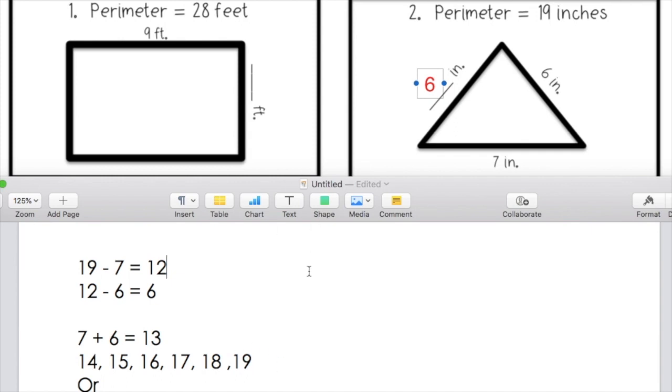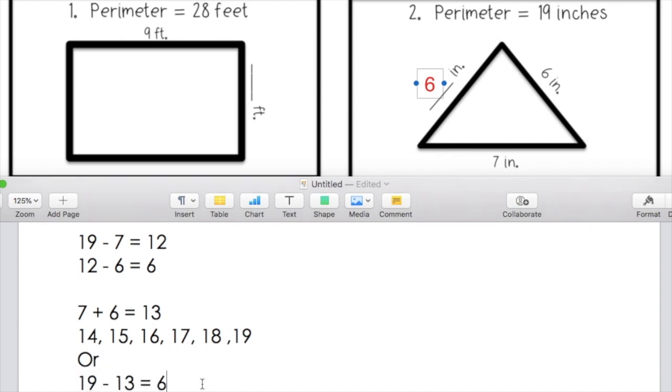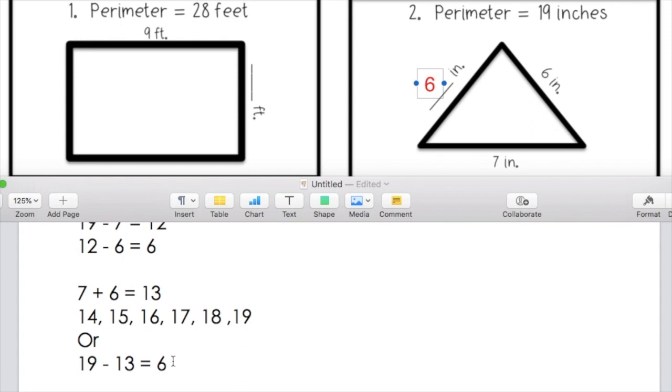The key thing here is to use the information you've been provided, the total, in this case 19 inches, and the sides that you do have. Remember, the perimeter means you add up all the sides. Okay, perimeter can be found very easily with any polygon straight-sided shape.